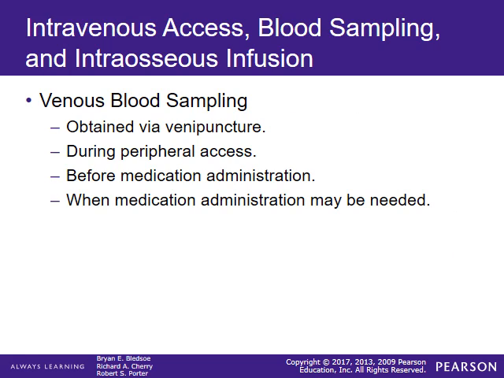Venous blood sampling is obtained at the time you do venous puncture, during venous peripheral access, and before medication is administered.